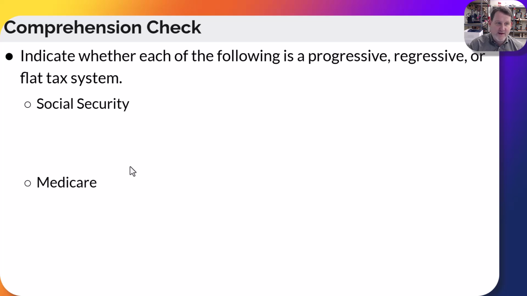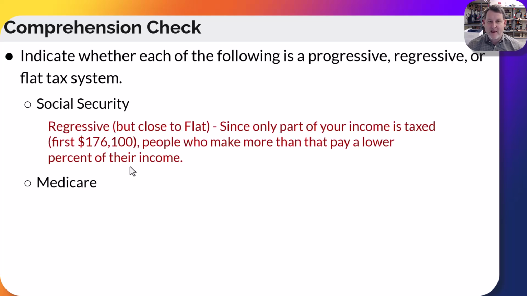All right, you're back. So Social Security seems like a flat tax because everybody pays 6.2%. But because wealthy Americans don't pay it on all of their income, they end up paying a lower percent of their income in tax. So it's regressive, but close to flat. For everybody below the 176 mark, it's going to feel flat. Everyone pays that same 6.2%. But anybody above that 176,000 pay is going to pay a little bit smaller percent because they're not being taxed on all their income.